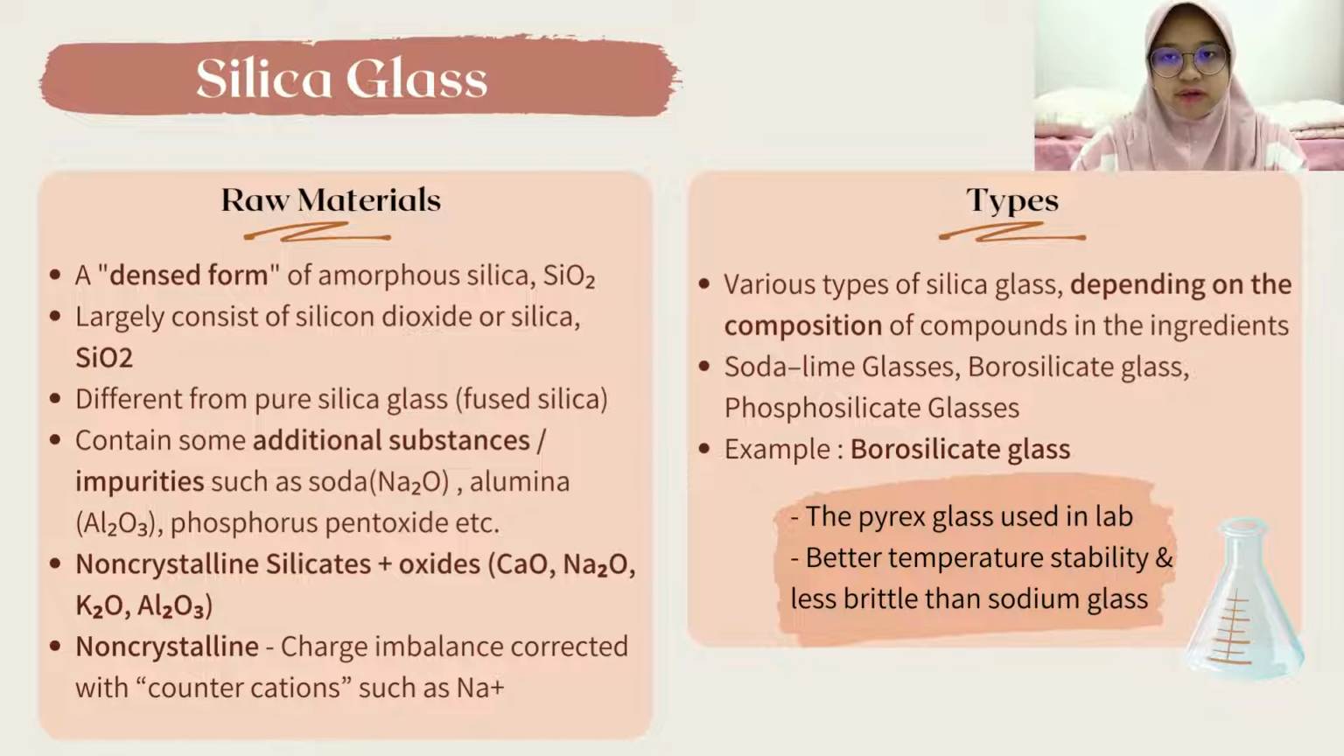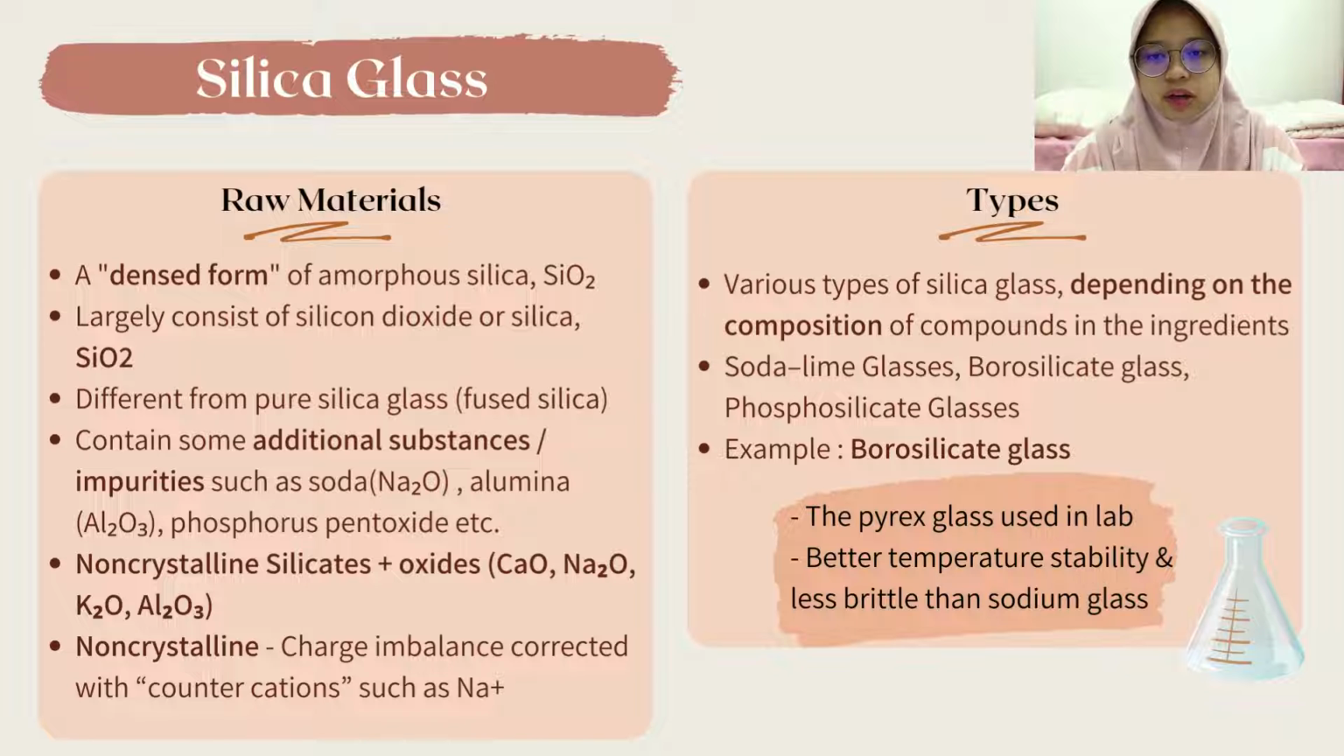Silica glass is made from a combination of non-crystalline silicate with a combination of oxides. Because of the non-crystalline structure of silica glass, it will have a charge imbalance. So the charge imbalance will be corrected by counter cations such as Na+, because silica glass has impurities and additional substances. Next, silica glass has various types depending on the composition of compounds in the ingredients.